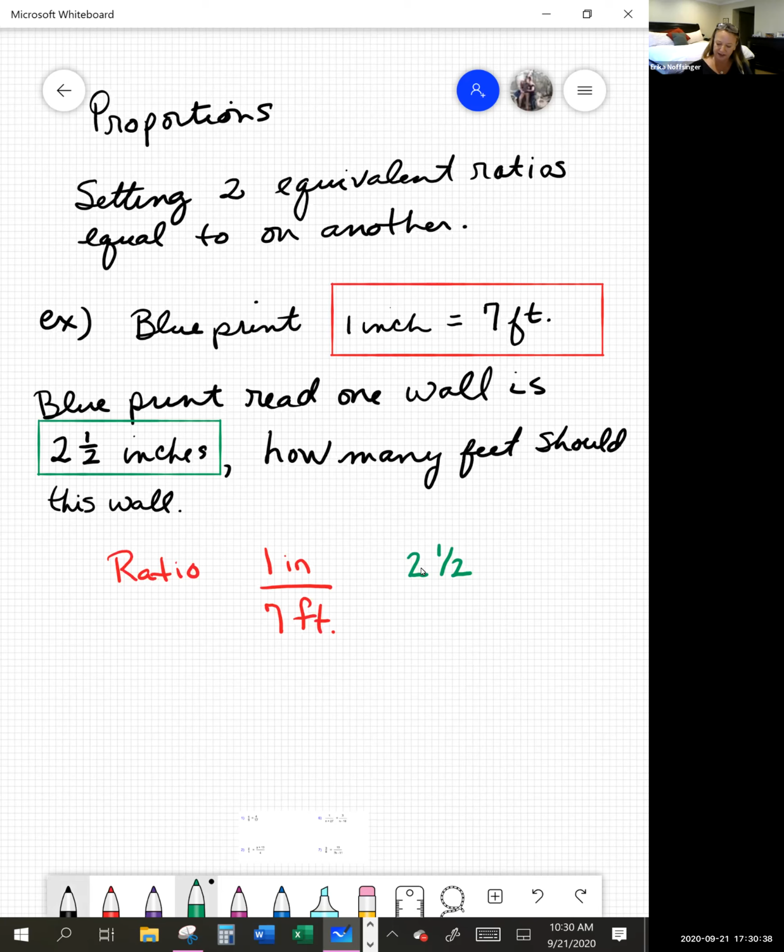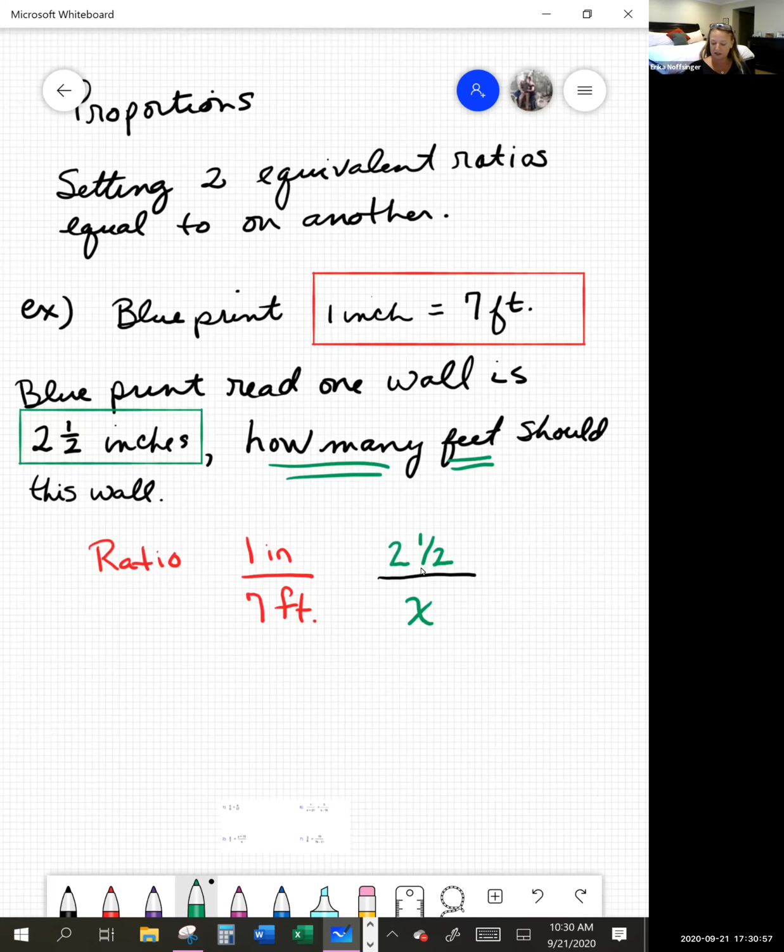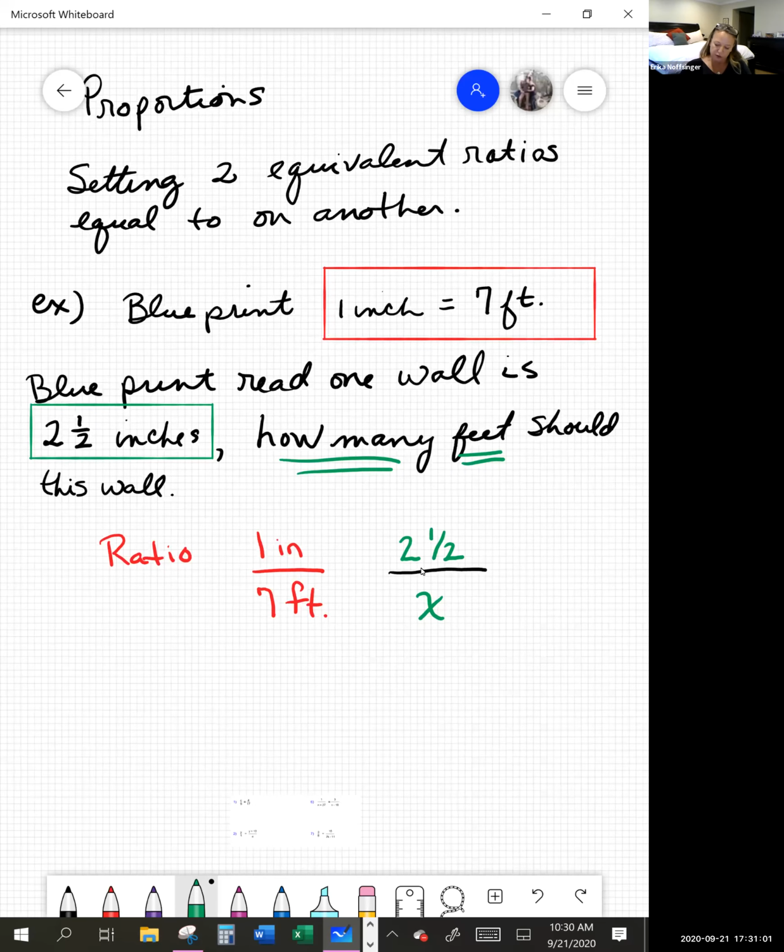And we're trying to figure out how many feet. So this is our unknown, and this is what we're trying to find. So let x equal the number of feet of a 2.5 inch length on the blueprint. We want these equivalent to one another, so we're going to put an equal sign in here.